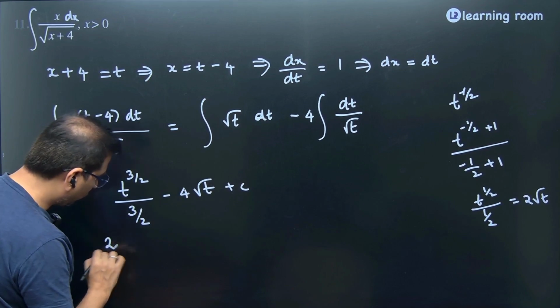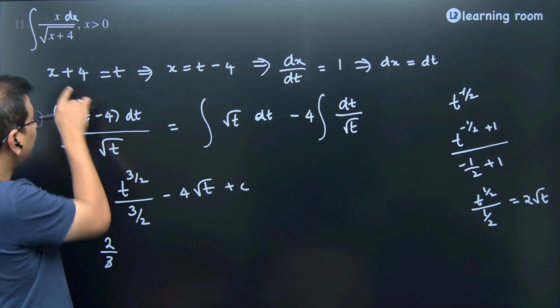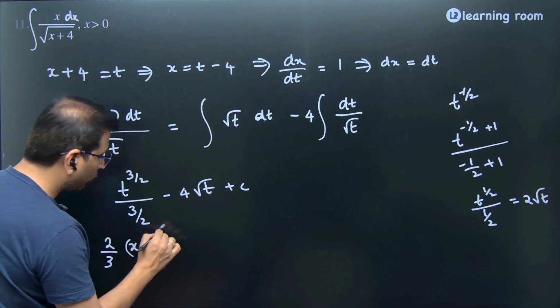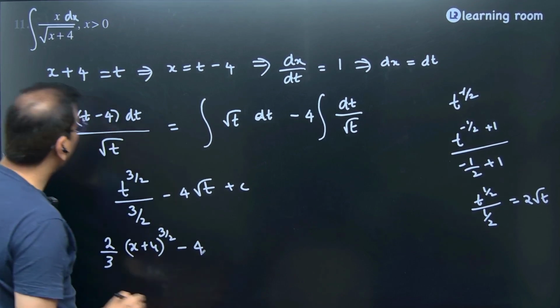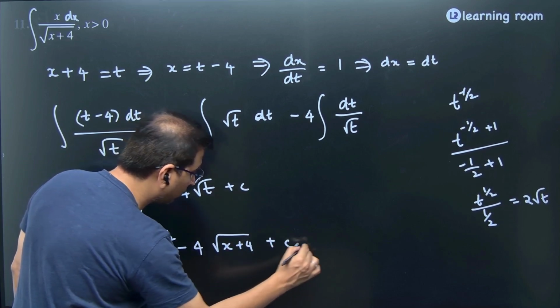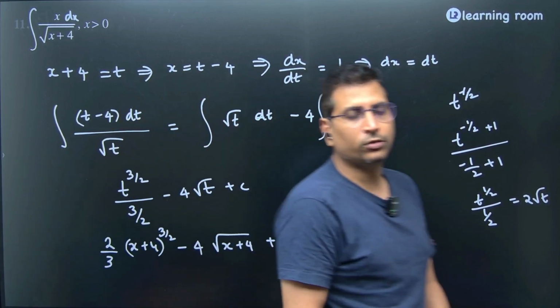So this will become 2 by 3 into, in the place of t, I can replace it with x plus 4. So it will become 2 by 3 into x plus 4, the whole power 3 by 2, minus 4 into root of x plus 4 plus c. So this will be the final answer.